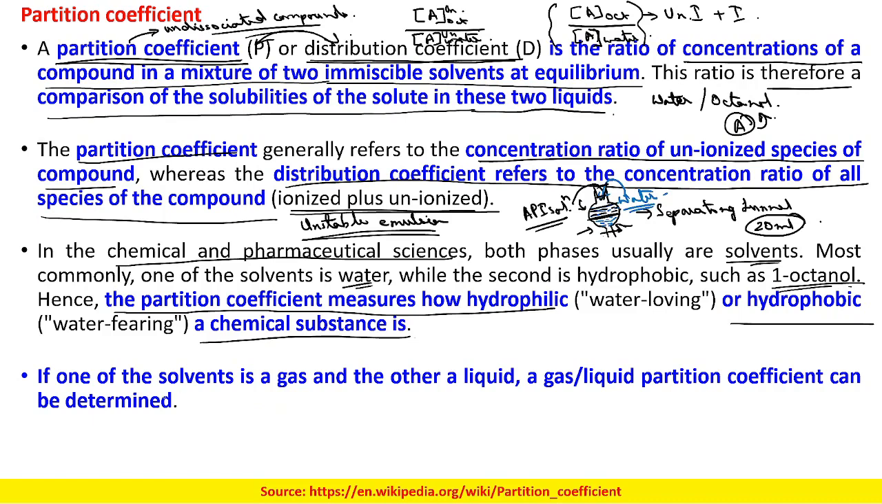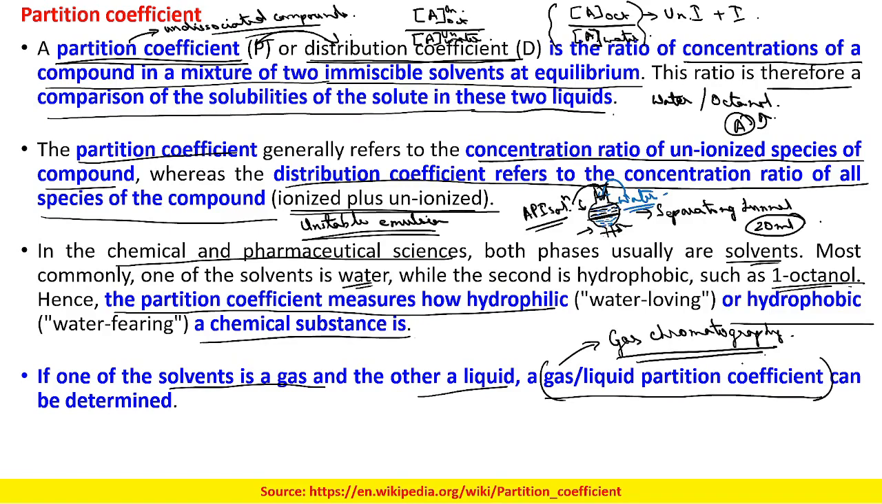So it is quite possible that one of the solvents is a gas phase and the other is a liquid, and in that case we will call the partition coefficient the gas-liquid partition coefficient, which can also be determined. Usually this kind of partition coefficient is used in gas chromatography.